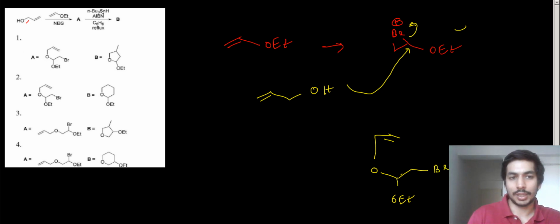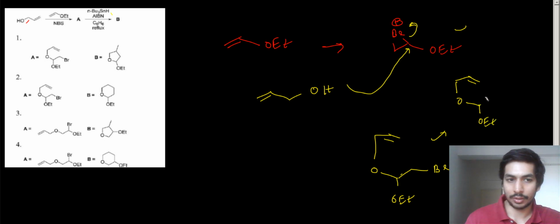So next is tributyltin hydride, AIBN. AIBN is a radical initiator, so this is going to follow the radical mechanism. Now the radical is going to be generated. So what is going to happen basically, right? We would have CH2, oxygen, okay, and then CH2OEt, and a radical will be generated over here, right?